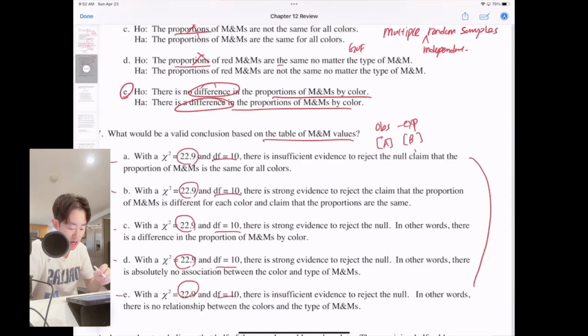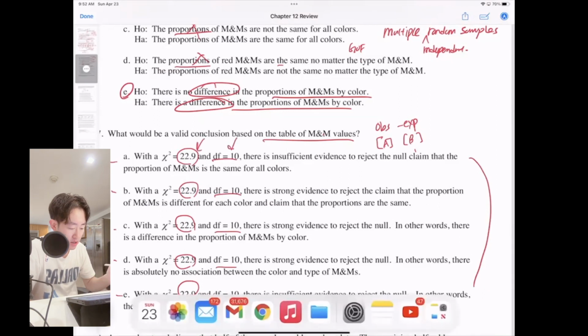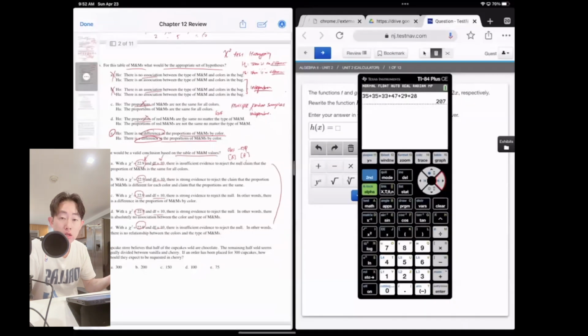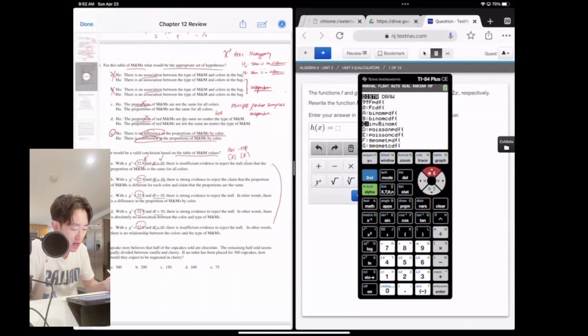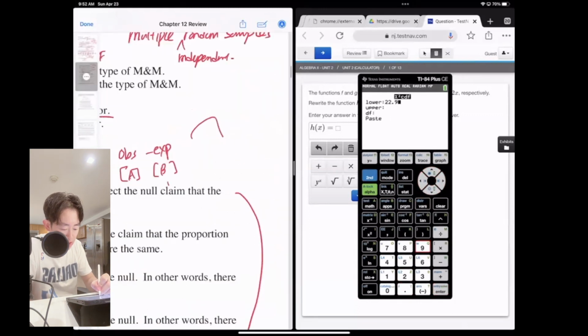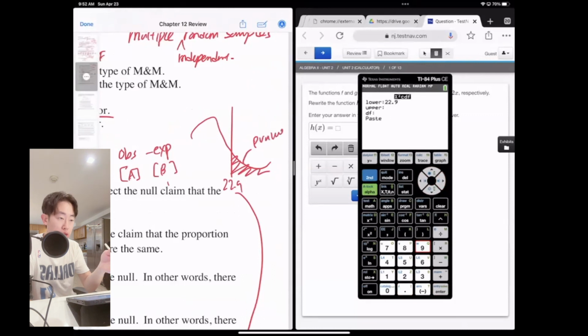So what really comes down to is what's the value that we're going to get with these two values intact. If you go to your calculator, we definitely do want to get a p-value for this. So second vars, and then go to chi-squared CDF and plug in those values, 22.9, because the chi-square value is 22.9, and we want to figure out the p-value that is as extreme as 22.9 or above it. So we're going to put 99999 for the upper. Degrees of freedom was 10, and then we press paste. And so we get our p-value of a very, very small 0.01.